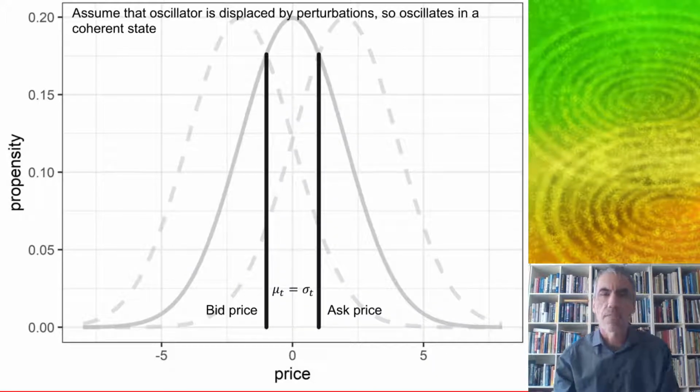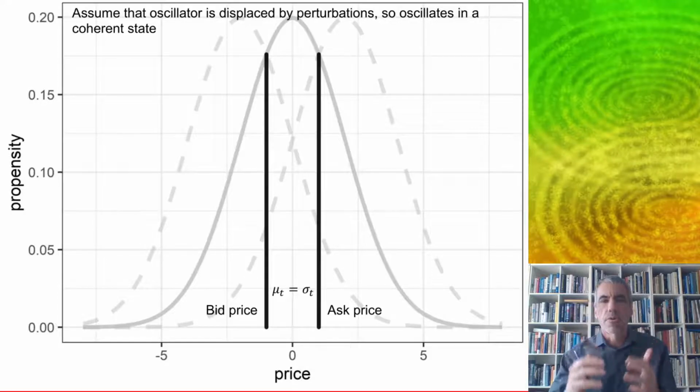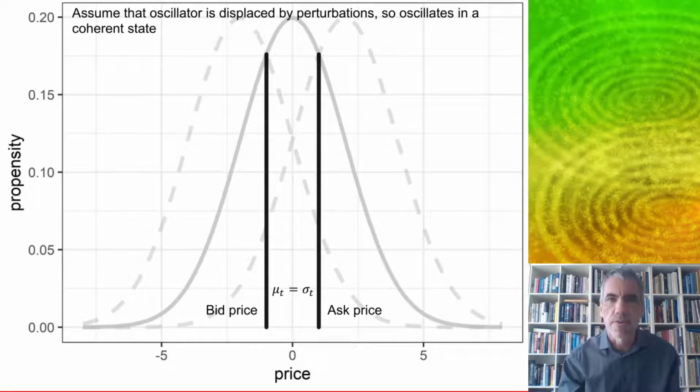And this gives us a kind of a picture for how we could model prices in general. We can assume that we have this oscillator in its ground state, but then it's displaced by perturbations, which sort of shift it from side to side. And then when that happens, it's going to oscillate in a coherent state. A coherent state is like it stays in a normal distribution, but it's moving from side to side, and the probability of being in a particular energy level varies with a Poisson distribution.